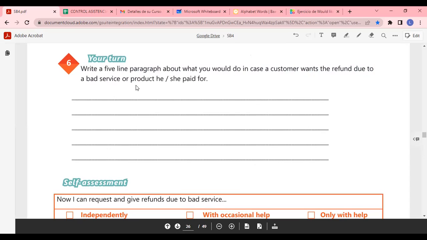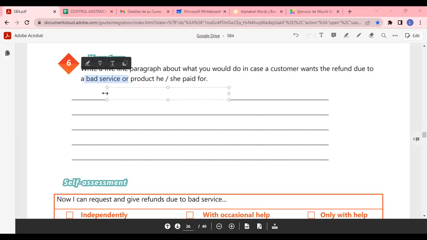Este, van a escribir un pequeño párrafo de 5 lines, okay? About what would you do, que ustedes harían en el caso de que el client or customer wants a refund, quiera un reembolso, ¿verdad? Por el hecho de que tiene un mal servicio o el producto o el servicio que ella está pagando, ella o él, ¿verdad? We don't know. So, in this case, how are you going to do it?